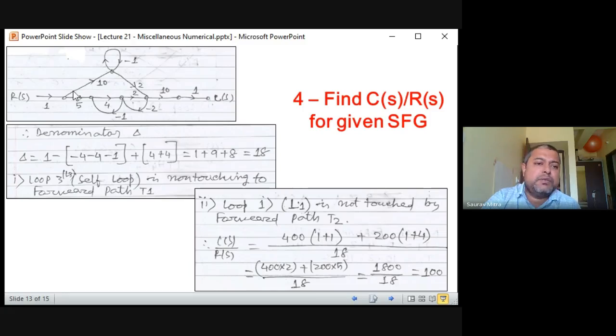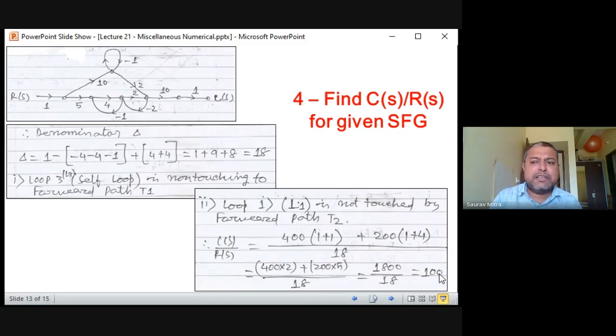Plus this is the forward path, that is 100 into 2, which is not touching this loop. So that is 1 plus of 4 minus 1, so that is 1 plus of 4, that is 5. It should come as delta 2 for forward path P2. So now this 400 into 2 and 200 into 5, you just calculate it. This becomes 1800. Denominator is 18, that is 1 minus 3 individual loops plus 2 pairs of non-touching loops. So the whole value is there and the final value is 100. So whenever I give this kind of numerical to you, CS by RS, I first check whether you have found the value as 100 or not.